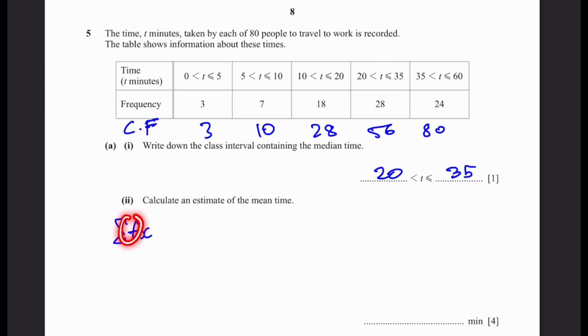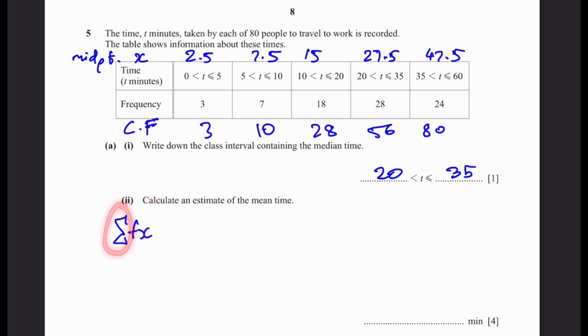And in this case, f is going to be the frequency, and x is going to be the midpoint. So x, or the midpoint, for each class interval is 2.5, 7.5, 15, 27.5, and 47.5. And we're not done with just sigma fx.